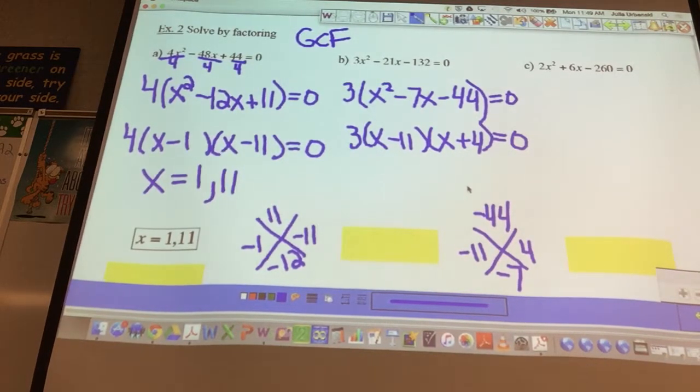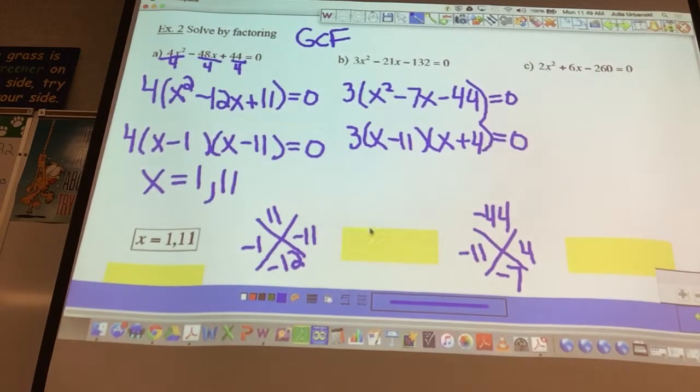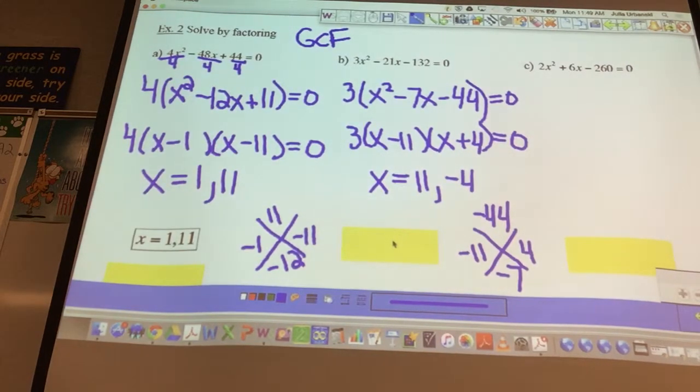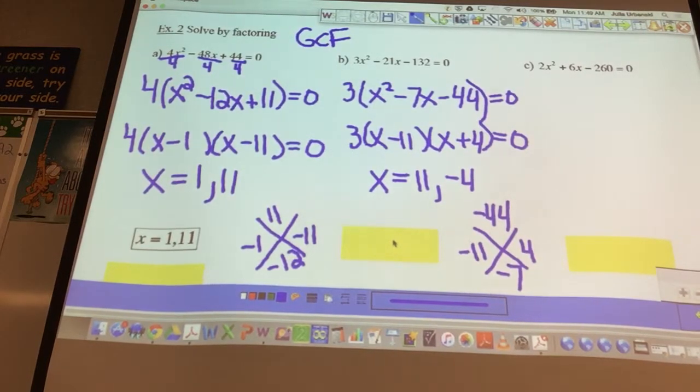3 is part of your factors, but for x, there's only going to be 2 answers. Look, whenever it's x squared, you need 2 answers. If there was ever x to the third, you would need 3 answers. So what are my 2 answers? 11 and negative 4. Okay. The 3 is part of the equation, part of the factors. It's important, but it's not part of the solution. The solution is only in finding x. So basically, it's like dividing both sides by 3. I'm going to try to solve for x.